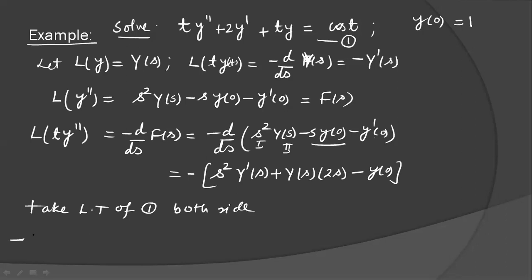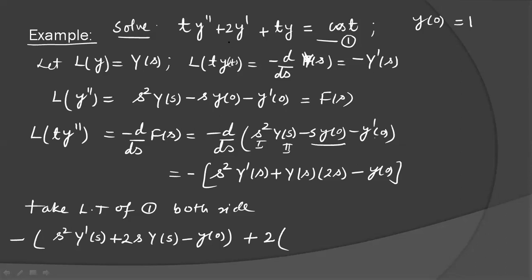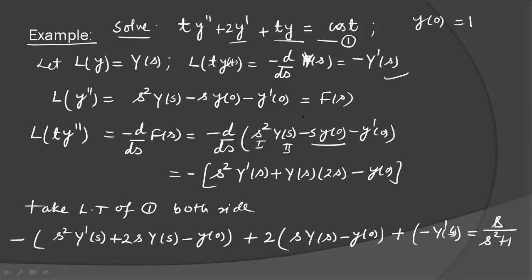What we will get? We will get minus s square Y dash(s) plus 2s Y(s) minus y(0) plus 2 times Laplace of y dash, which is sY(s) minus y(0), plus Laplace of t y, which is minus Y dash(s). And Laplace of cos t is s over s square plus 1. So Laplace of t y is minus Y dash. Laplace of 2 times y dash is sY(s) minus y(0). And t y, if you multiply by t, I will get this equation.